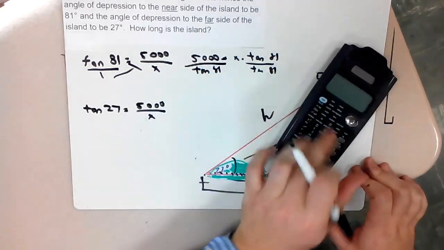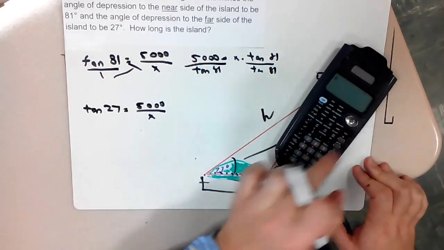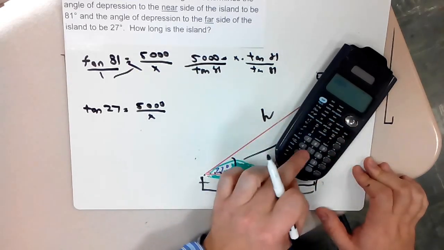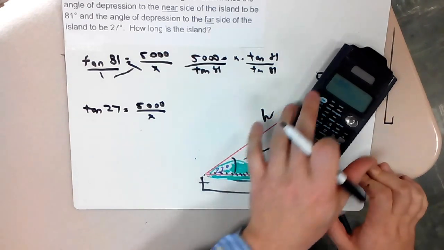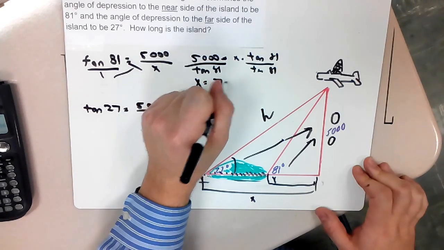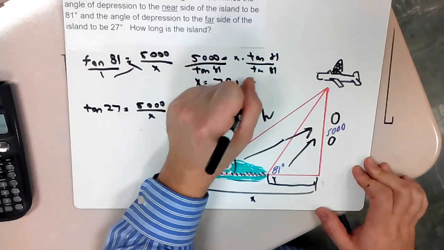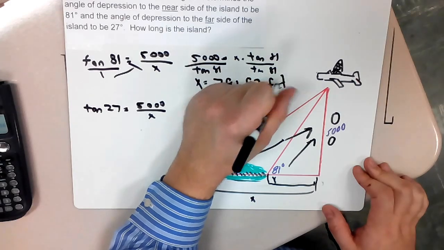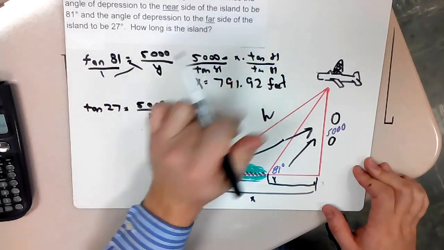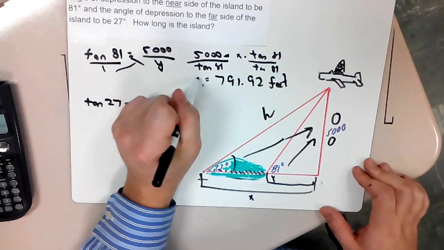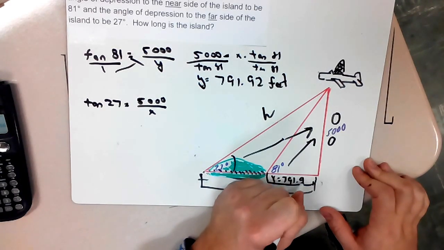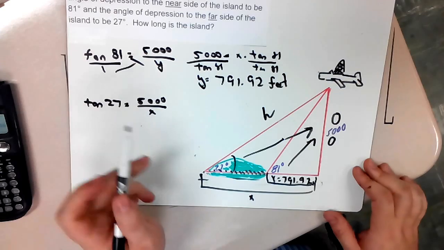Now I'm going to punch that in my calculator. So 5,000 divided by tangent 81. And I get 791. So this x is going to equal 791.92 feet. That should have been y. Sorry about that, guys. A little bit of a rush here. So this is y. So this is 791.92 feet.